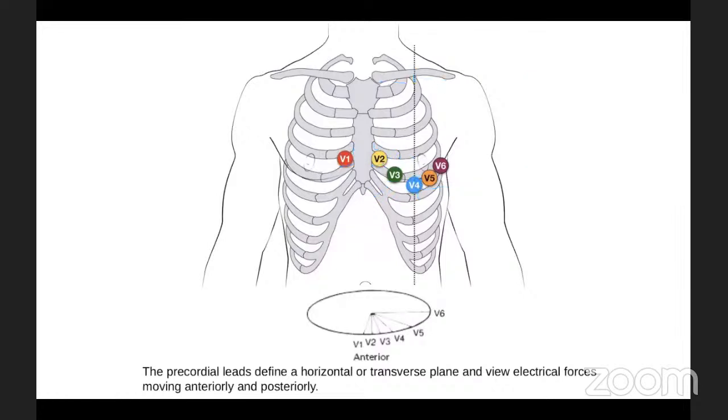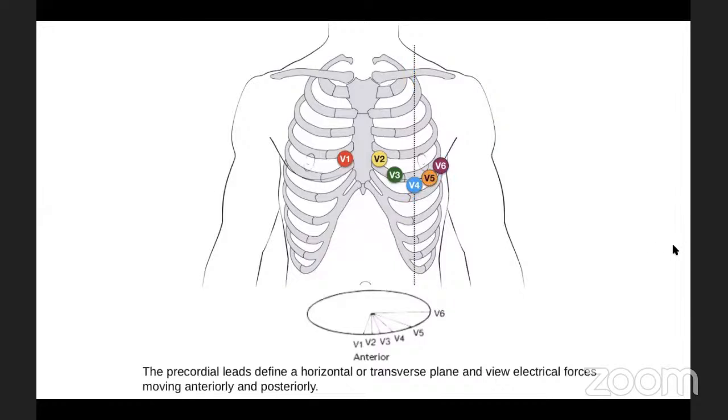And then this part is so easy. V4, 5, and 6 make a straight line. Okay, they're all in the 5th intercostal space. V4, we placed it on the mid-clavicular line. V6, we'll place it mid-axillary line, so it's under his armpits. And then V5 is in between V6 and V4. That's all. This is the placement.